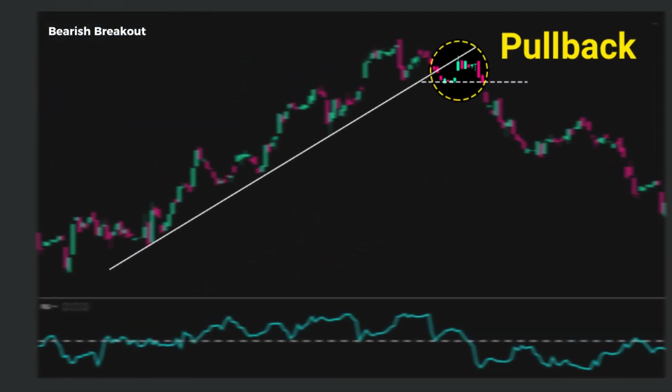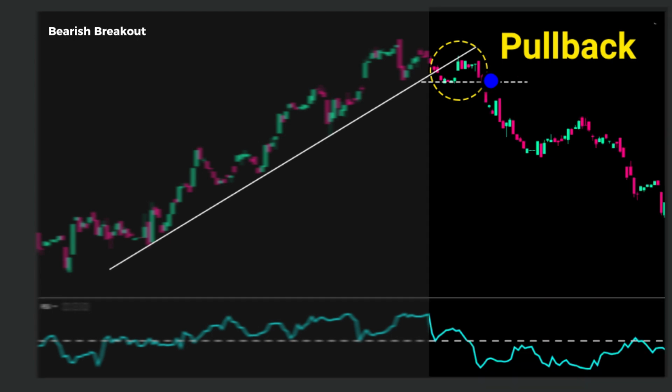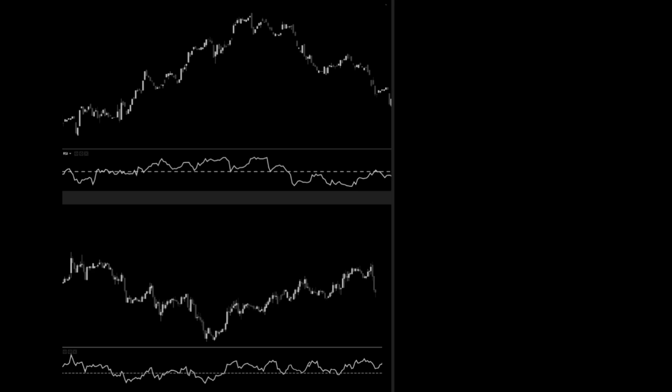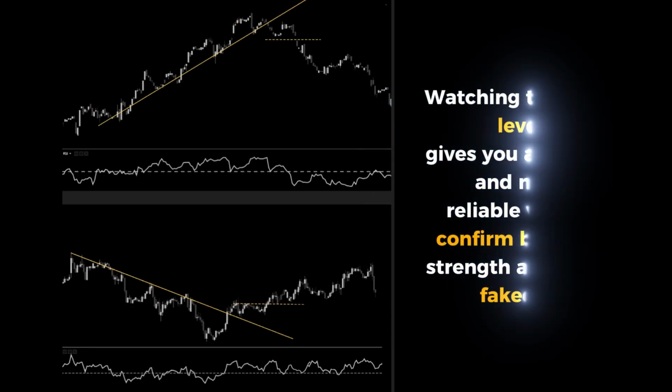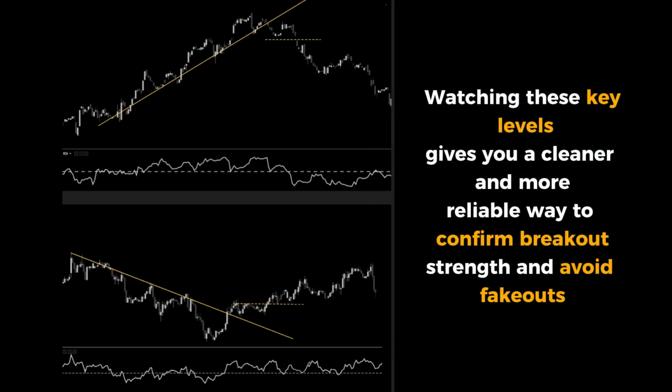In a bearish breakout, price breaks below a trend line. Wait for a small pullback. If price breaks below the swing low of that pullback and RSI confirms the move below 50 and ideally under 40, that's your signal to go short. Watching these key levels gives you a cleaner and more reliable way to confirm breakout strengths and avoid fakeouts.